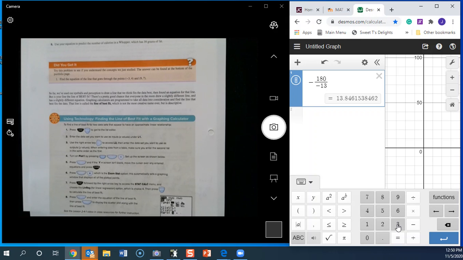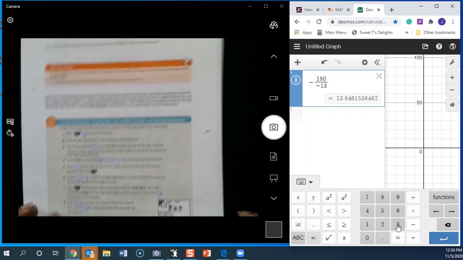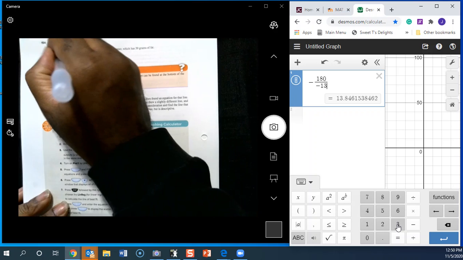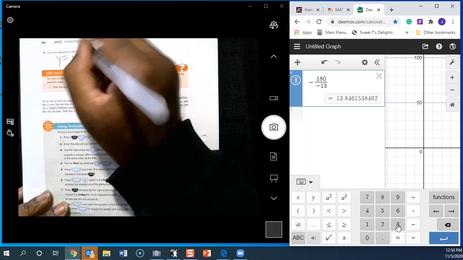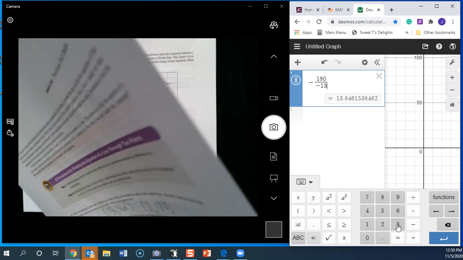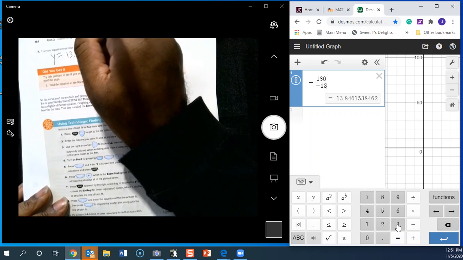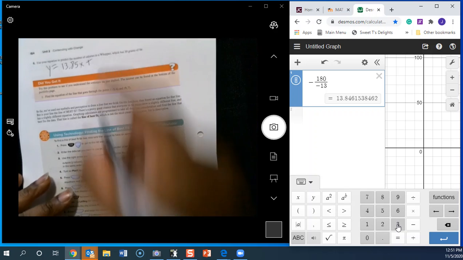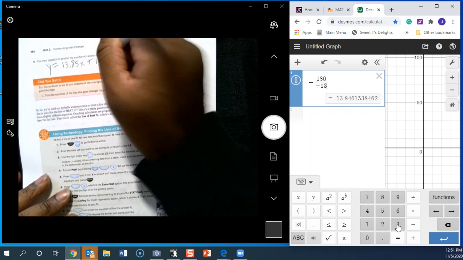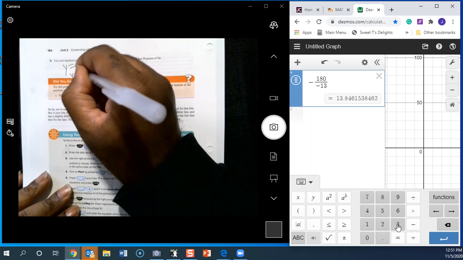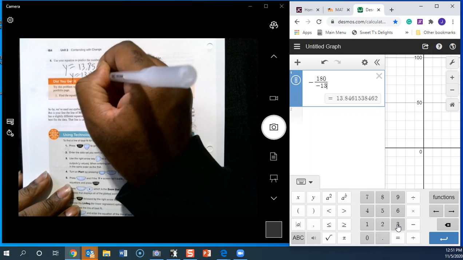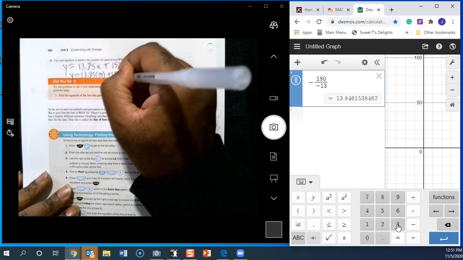So now we have problem number 8. It says, use your equation to predict the number of calories in a Whopper, which has 39 grams of fat. So we have y is equal to 13.85x plus the 152.30. That would be our equation. Now we're going to substitute in 39 for x. So it's 13.85 times 39 plus 152.30.